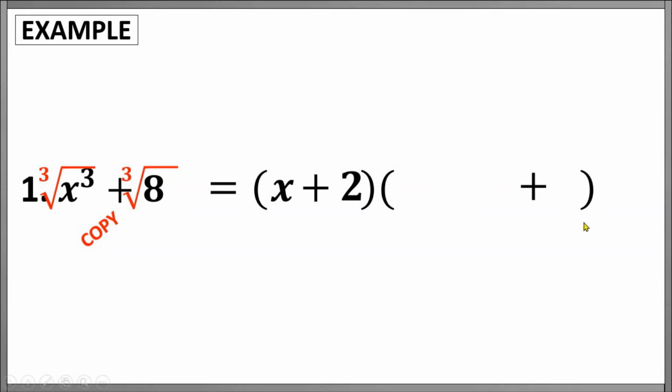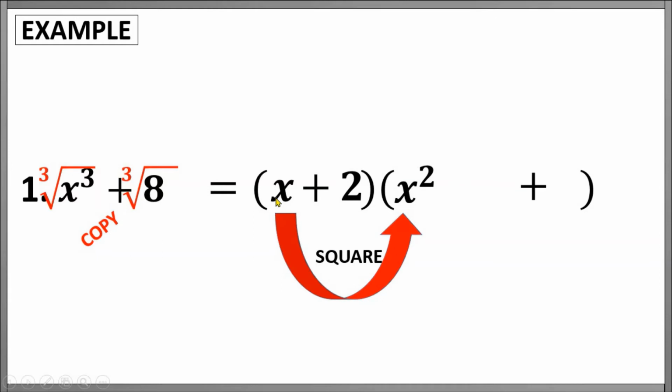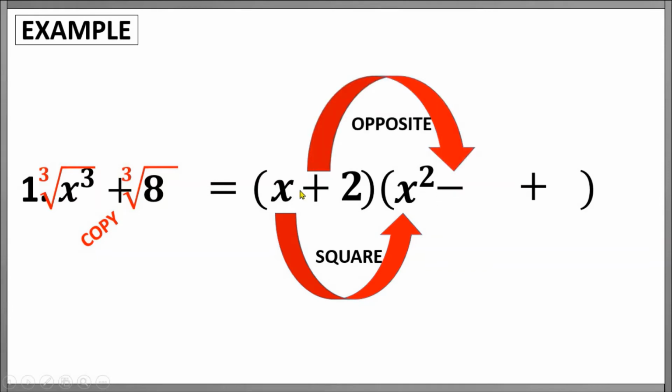For our trinomial factor, our basis is the binomial factor. For its first term, we will square the first term in our binomial factor. The square of x is x squared. And then we will take the opposite operation of our binomial factor. Since we have a plus sign here, we should write a minus sign for our trinomial factor.